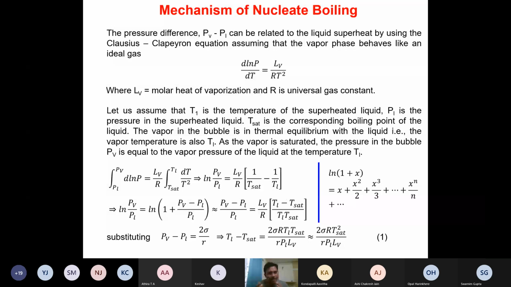But in a real life scenario, the surface cavities which are present initiate the formation of the bubble, and therefore the stable bubble formation takes place even at a lower value of superheat. Okay.